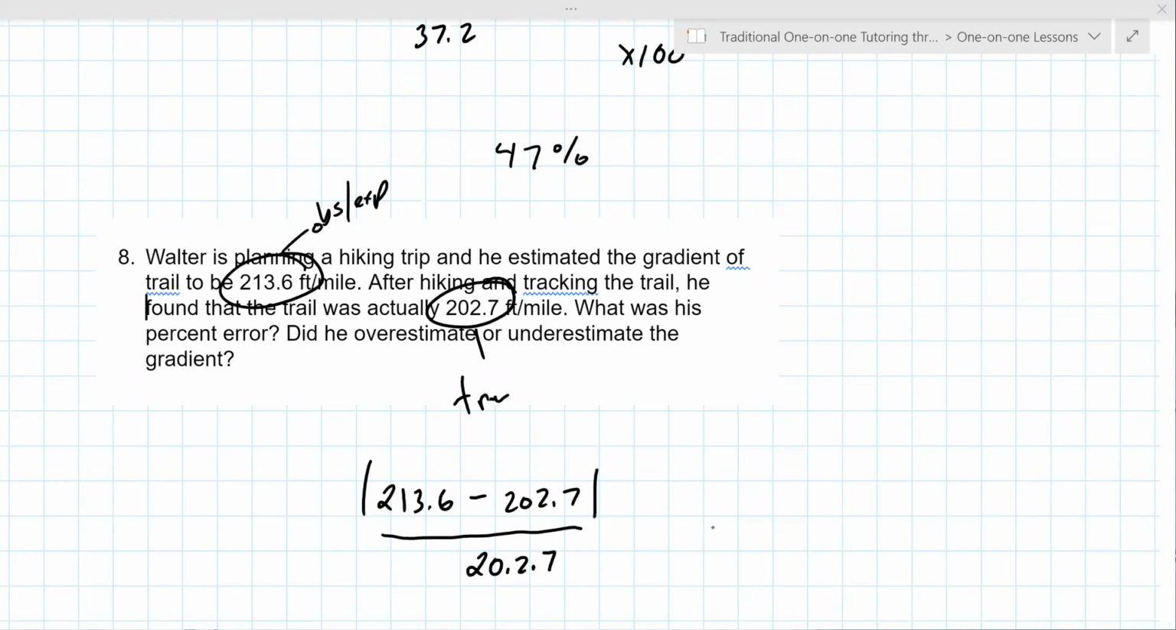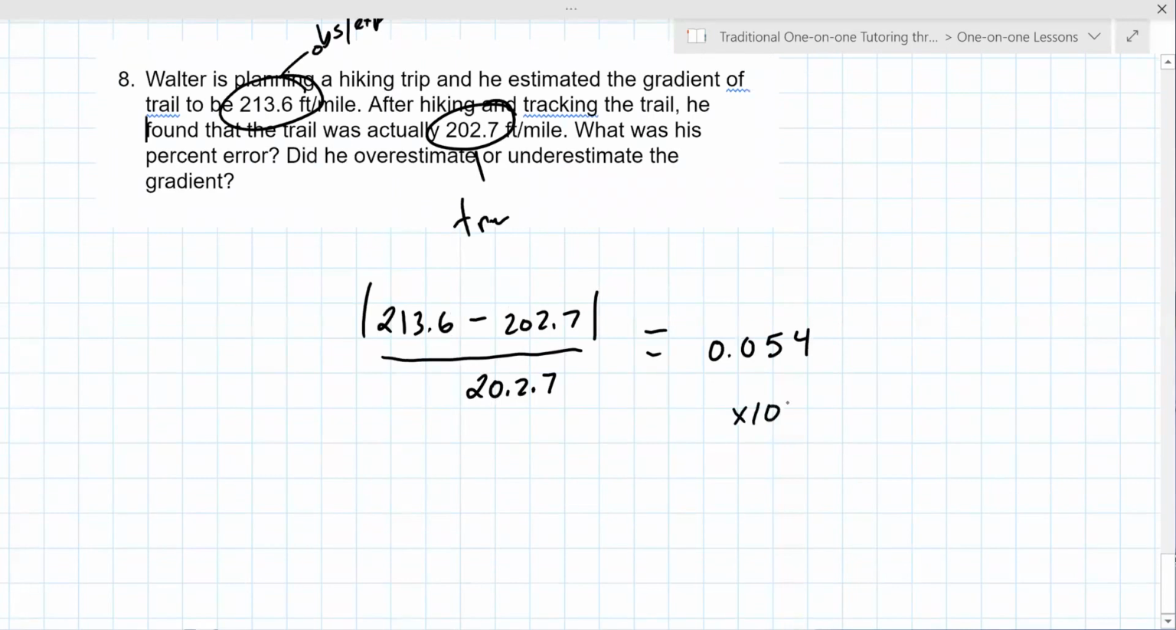So that is 0.054. And then we can multiply by 100. Always forget that last step. Always do that last step, 5.4%.